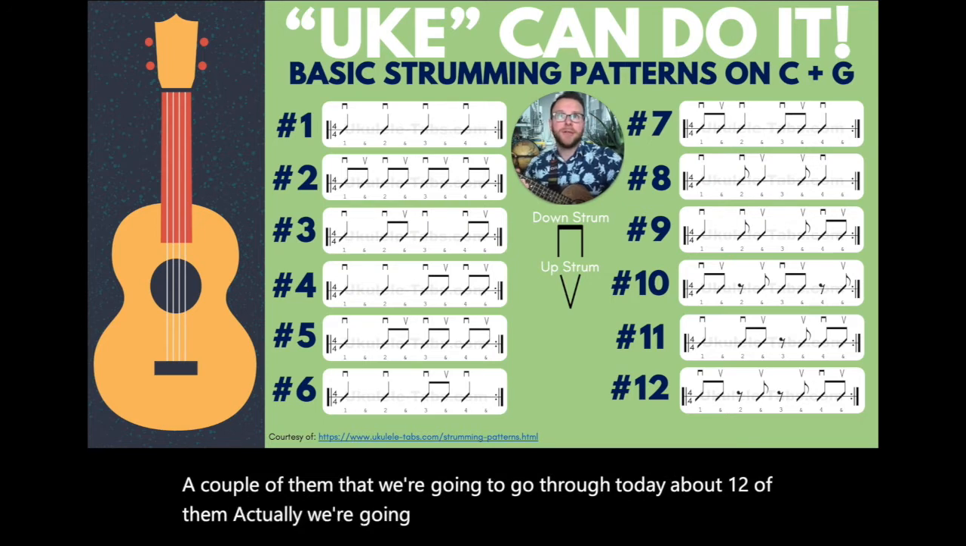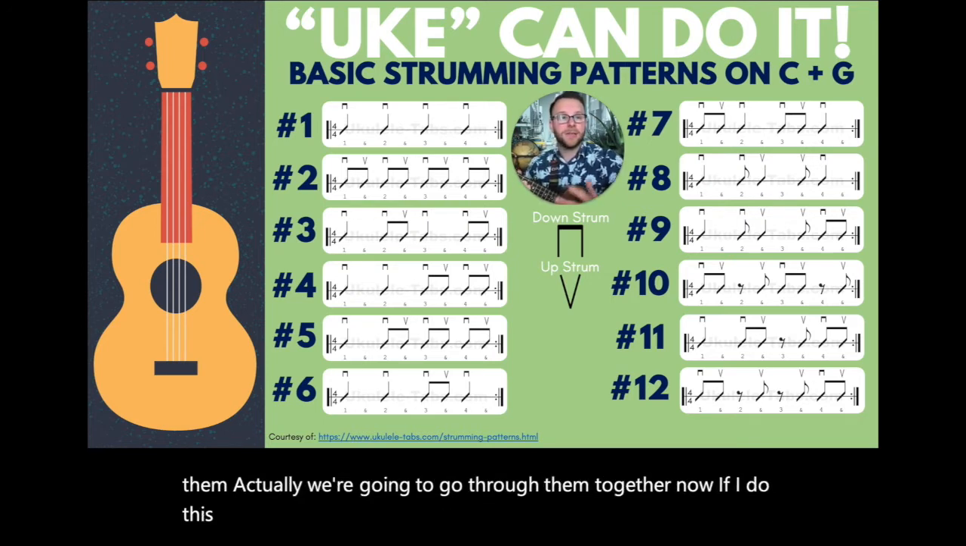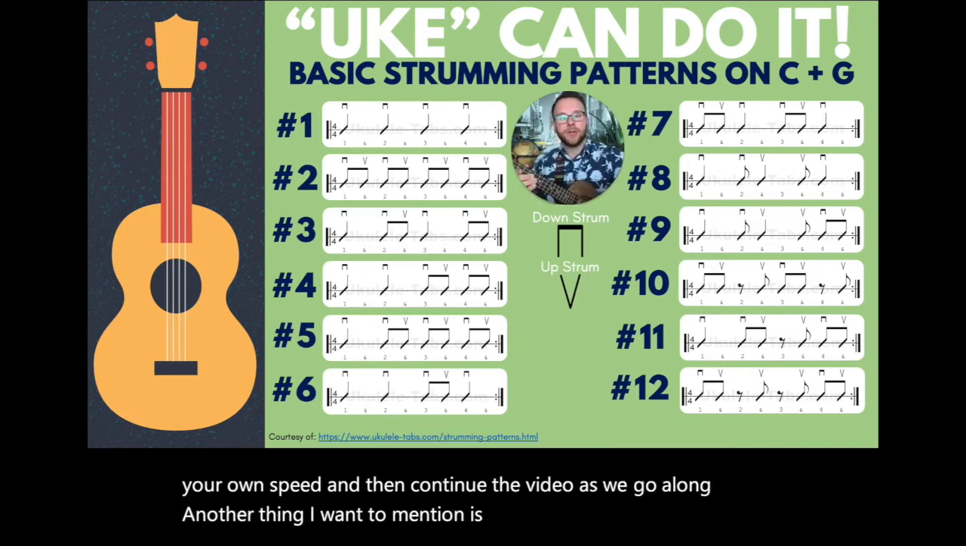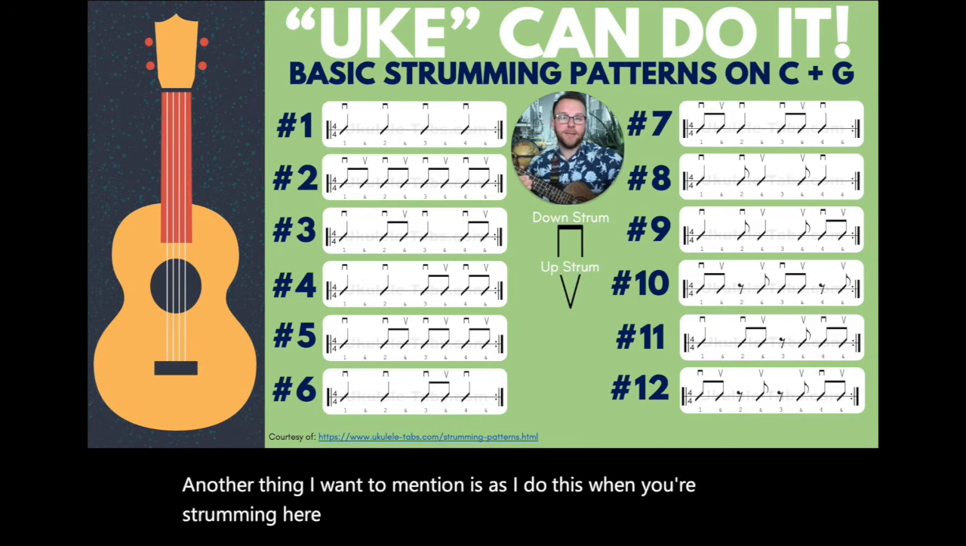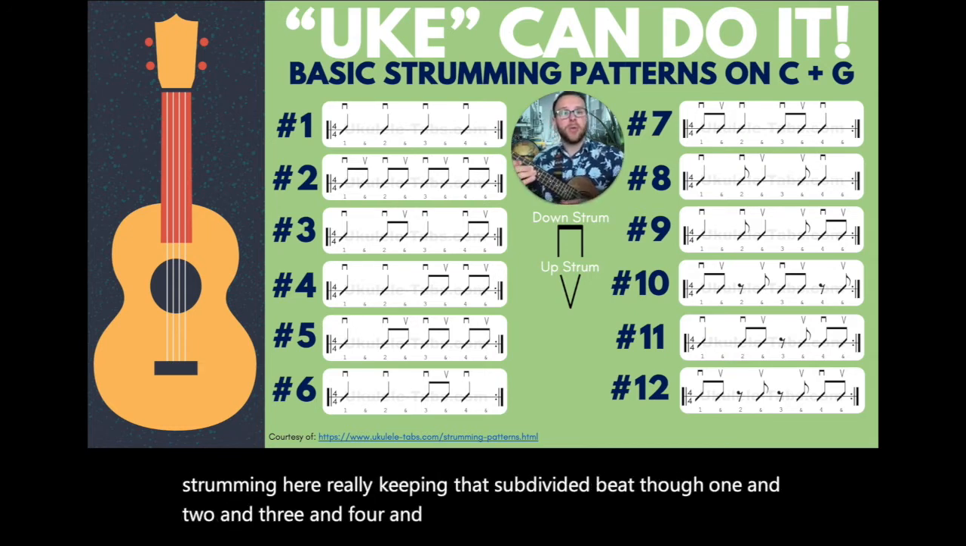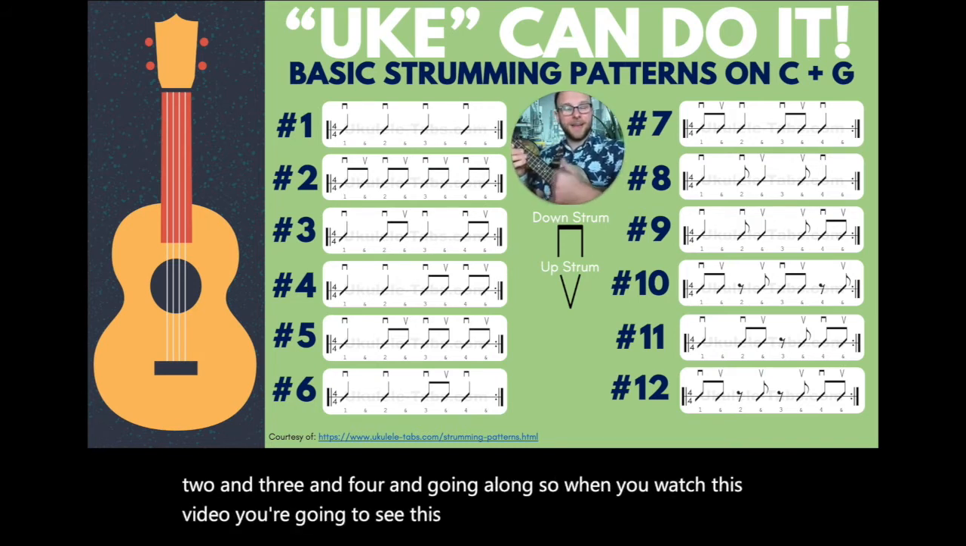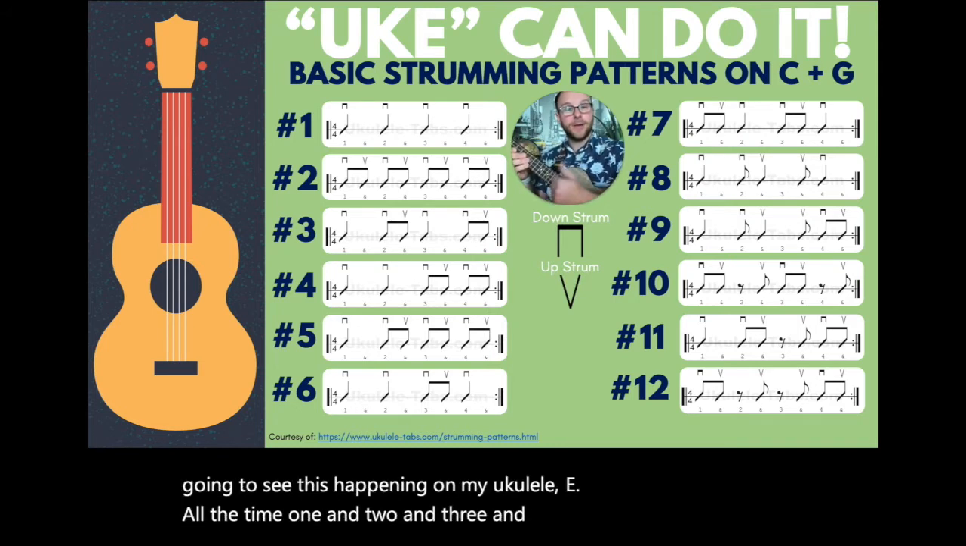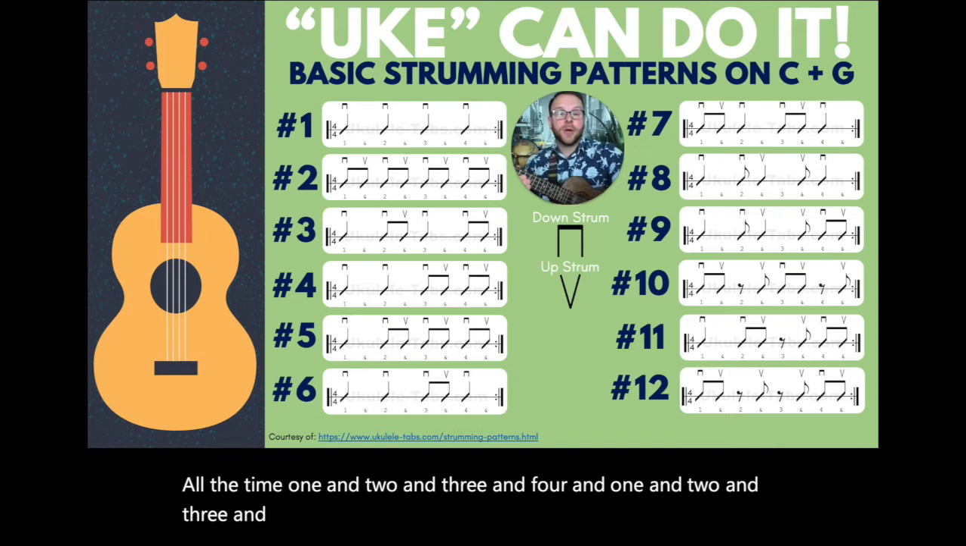Now, if I do this too fast, it's totally fine for you to pause the video and play it at your own speed and then continue the video as we go along. Another thing I want to mention is, as I do this, when you're strumming, you're really keeping that subdivided beat, the 1 and 2 and 3 and 4 and going along. So when you watch this video, you're going to see this happening on my ukulele all the time: 1 and 2 and 3 and 4 and 1 and 2 and 3 and 4 and so on and so forth.